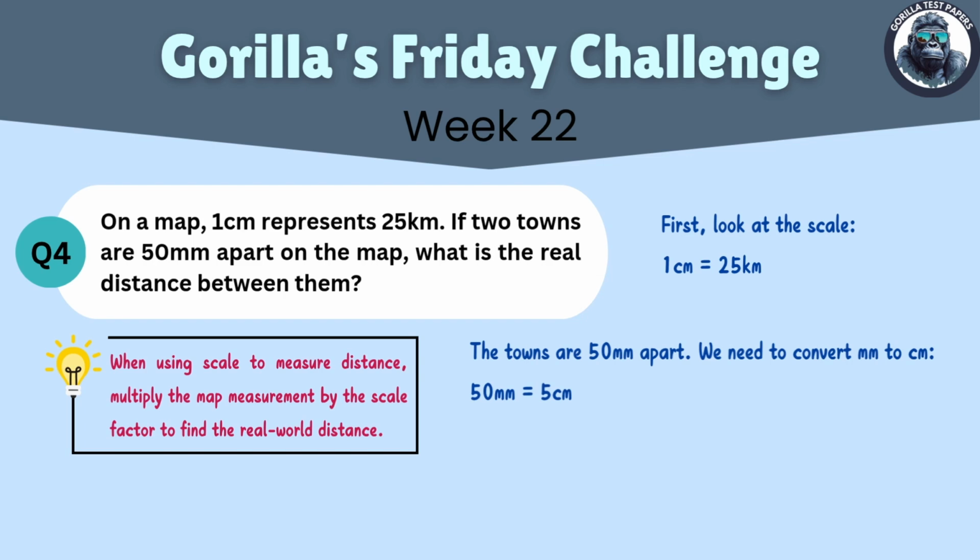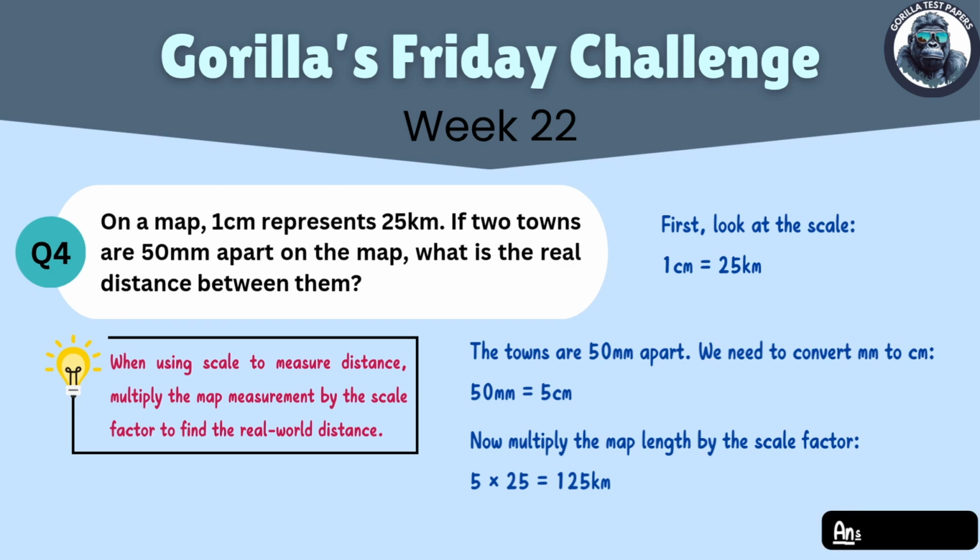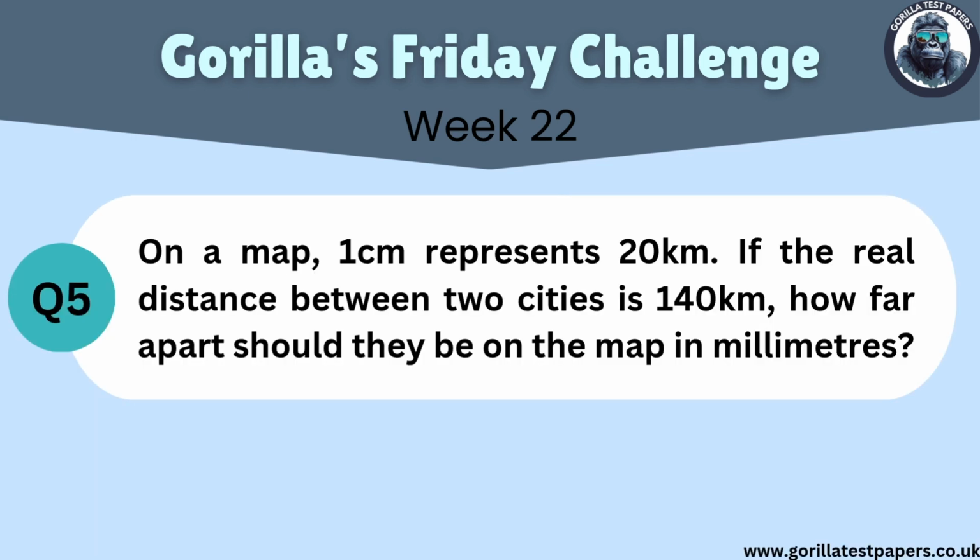Now that we have this, we have to multiply the map length by the scale factor. So we do 5 multiplied by 25, which gives us 125 kilometers. So the real distance between the towns is 125 kilometers. This is the answer for this question. This is the final question of the week.